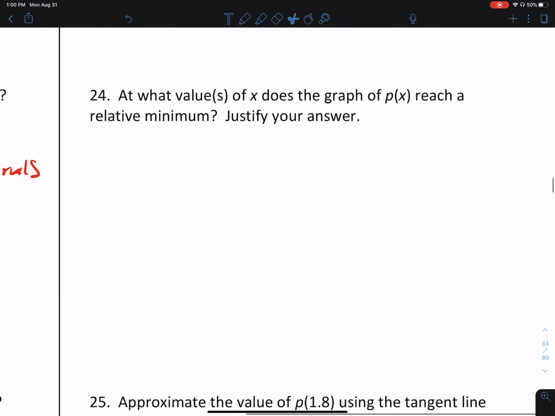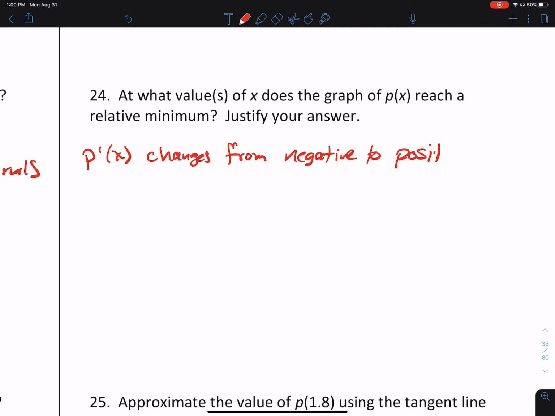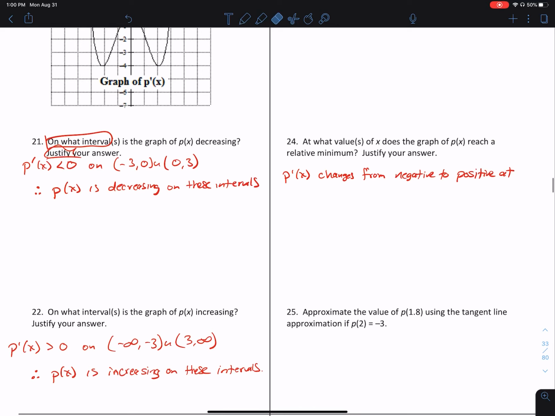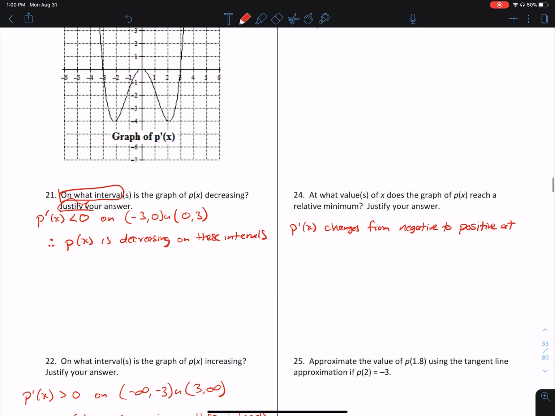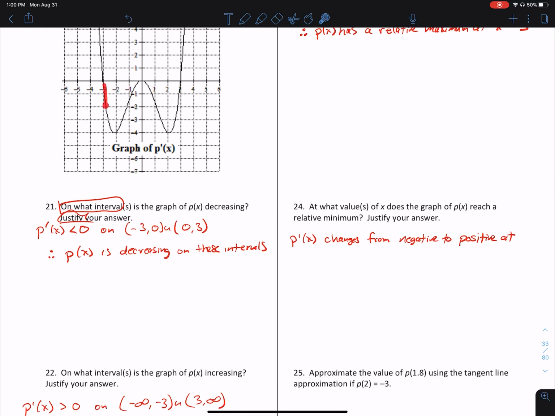24, at what x values does the graph reach a relative minimum? So for this, without even looking at the graph, I would say p prime of x changes, this is my justification, from negative to positive at, and look at the graph and see where it happens. Let's change my f here. My f's pretty bad. It's not much better. This changes from negative to positive here. At x equals 3, p prime changes from negative to positive.